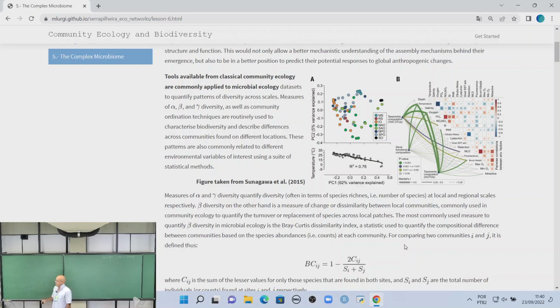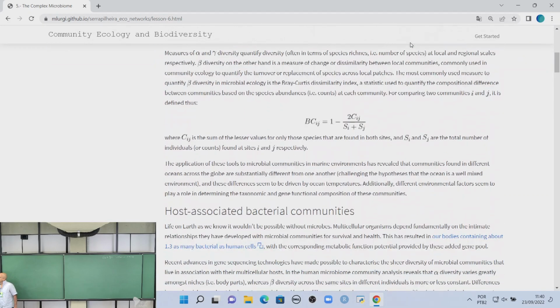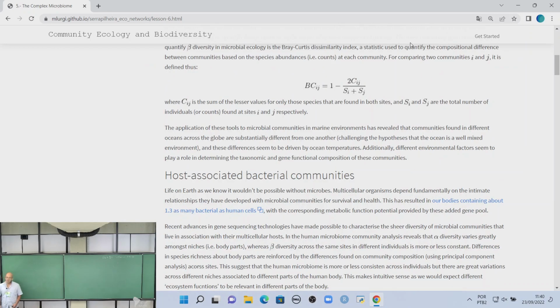This might be useful if you are analyzing any kind of microbial data, and there is a lot of this going around. But in particular, we are going to focus on a few of the metrics that we know so far. So we already know things like alpha, beta, and gamma diversity, so I'm not going to go over that again.